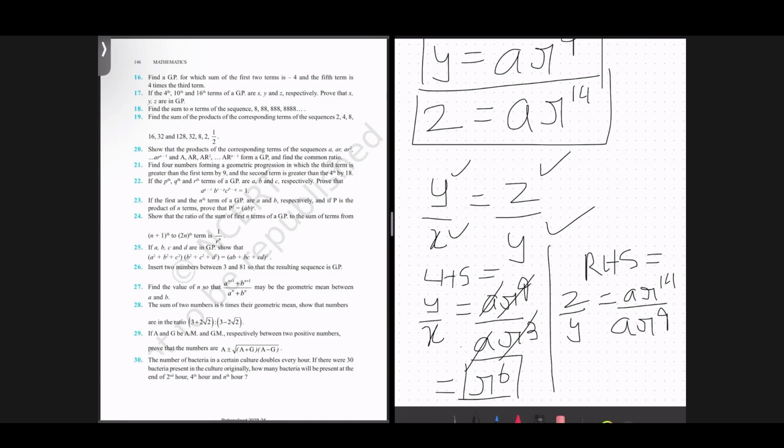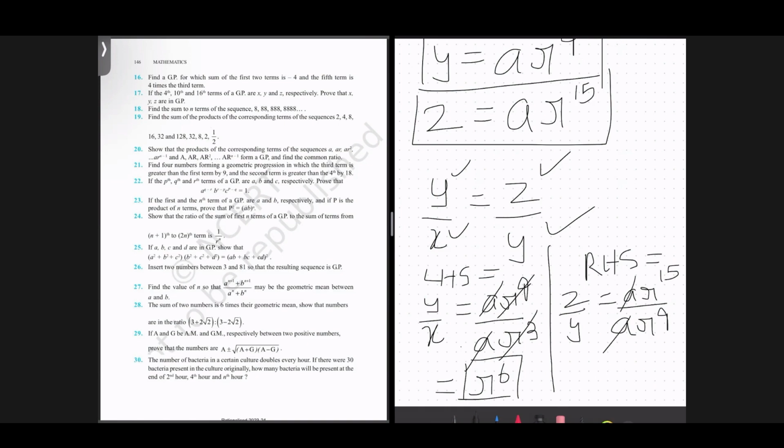Am I doing this correctly? Wait, I might have goofed up some. Okay. Also, sorry. Z is not a raised to the power 14. It's actually a raised to the power 15, because we have been told that Z is the 16th term of the GP, not the 15th term, right? So I wrote that by mistake. So this is going to be 15, right?